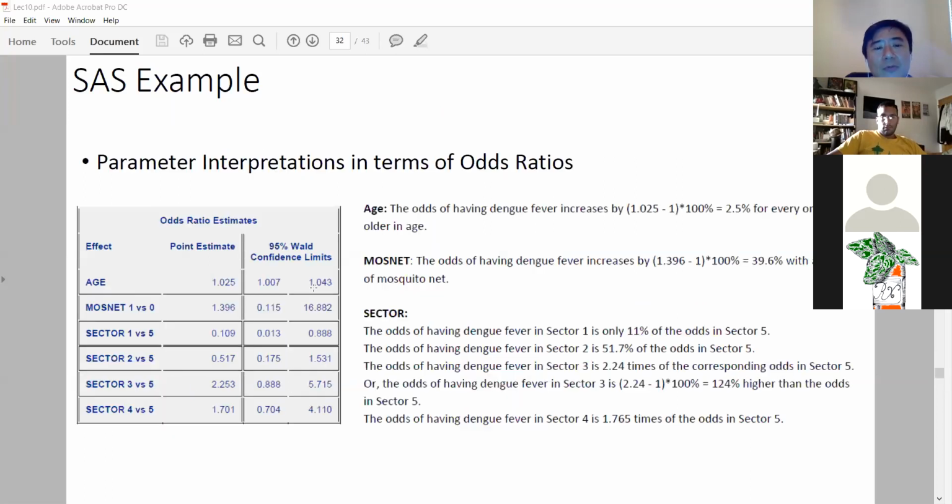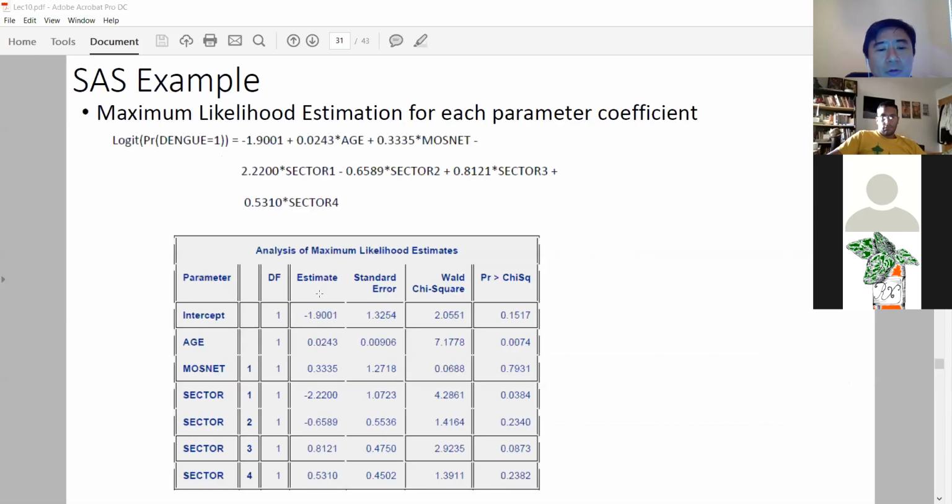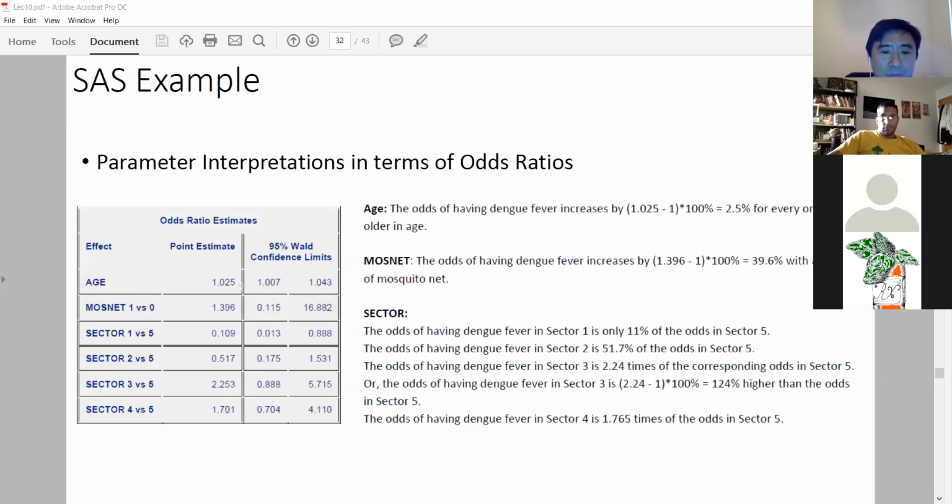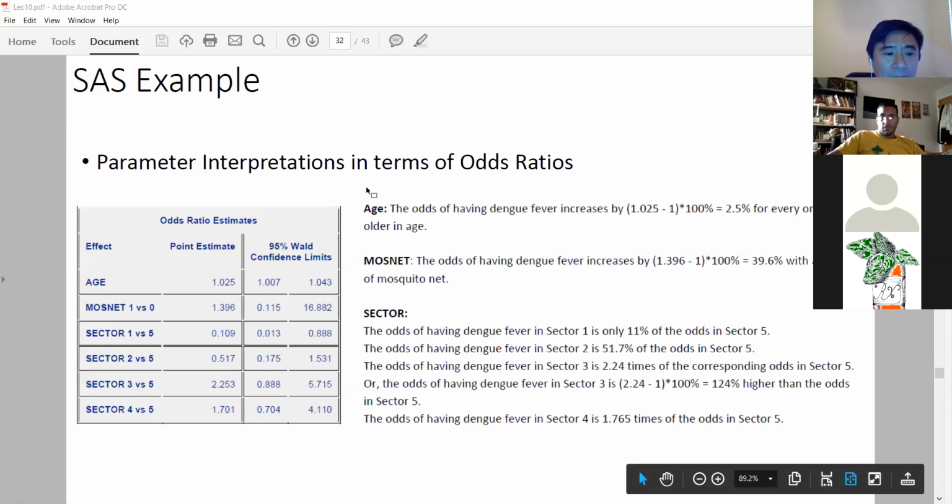The only difference is you have to interpret this as the log of the odds ratio, but interpret that as the odds ratio. So for example, if you have an odds ratio of 1.025 for age, that means the odds of having dengue fever increased by 2.5%, which is this number minus 1, times 100%. So the odds of having dengue fever increase by 2.5% for every year increase in age. That's for the continuous variable.